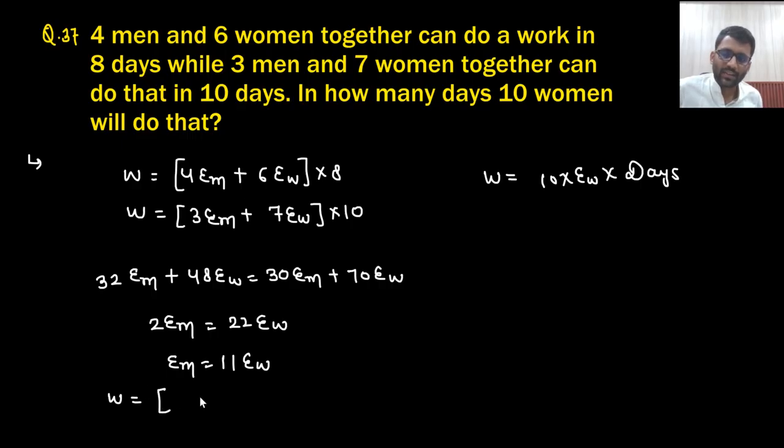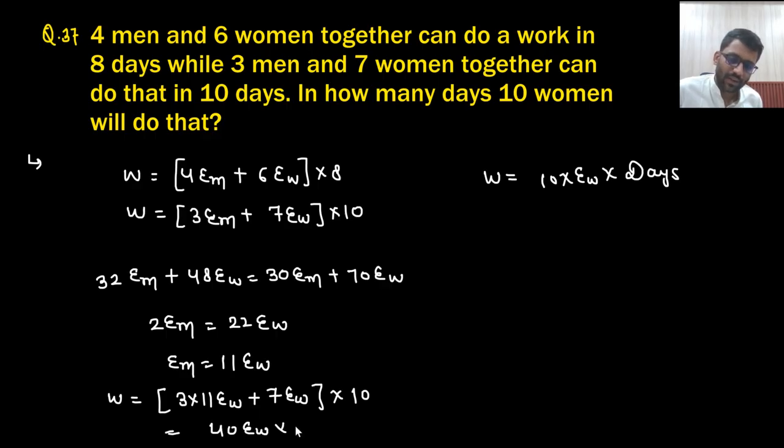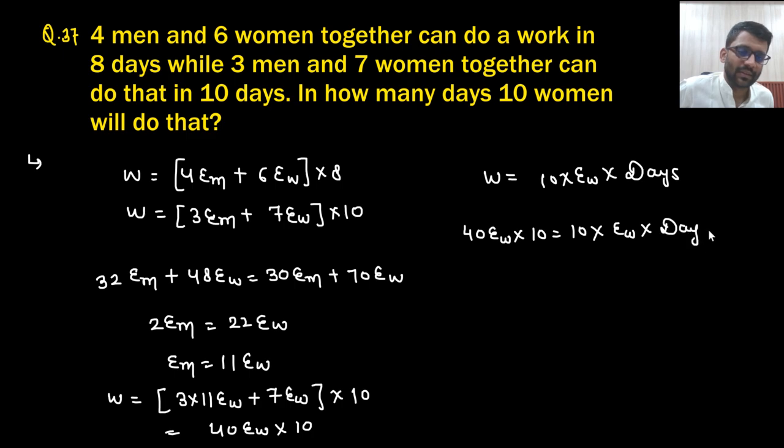So let's see this equation. 3 into efficiency of man, I will replace with 11 efficiency of woman, plus 7 efficiency of woman, into 10. So 40 efficiency of woman into 10. So work is 40 efficiency of woman into 10. This is the work. So 10 into efficiency of woman into days. So from here, the number of days will be 40. So it will take 40 days.